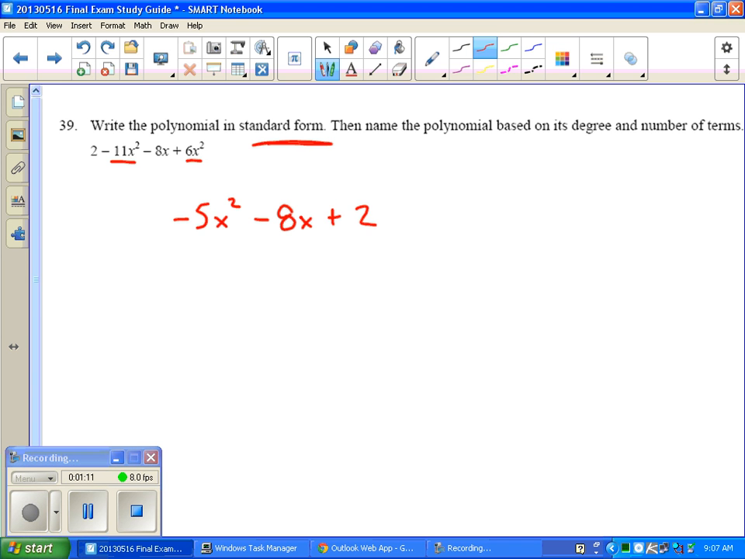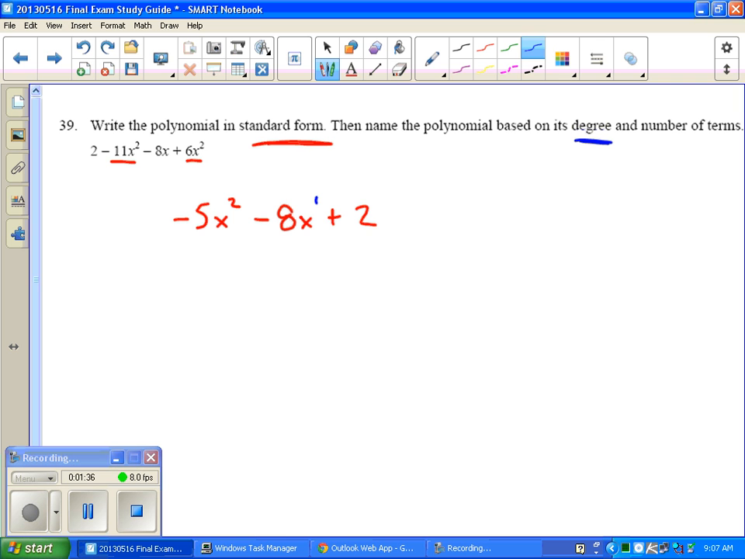So this is written in standard form because your exponents are decreasing. 2, then 1, then no more x's. It says that after it's in standard form, name it based on its degree. Degree is the value of the highest monomial exponent. This is a trinomial, and we'll get to that in just a second. Kind of jumped ahead for a second.